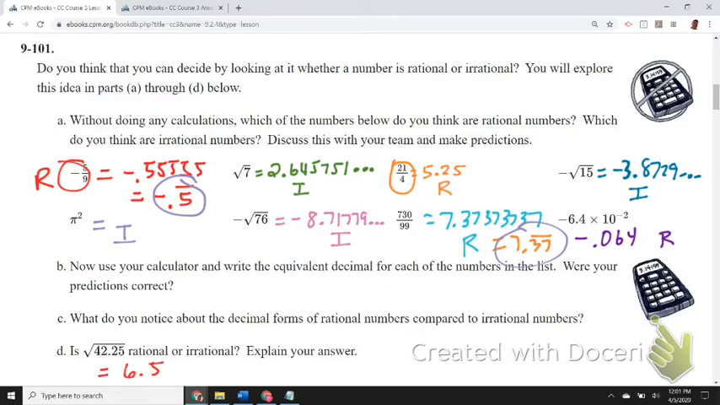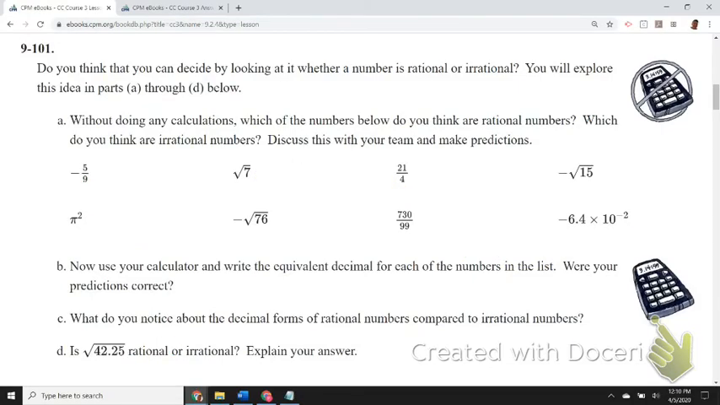Okay, so on a calculator, you should have figured out that the square root of 42.25 is 6.5. And 6.5 is a number that ends. It's a terminating decimal, so therefore it is going to be rational. All right, let's move on to the next problem here.